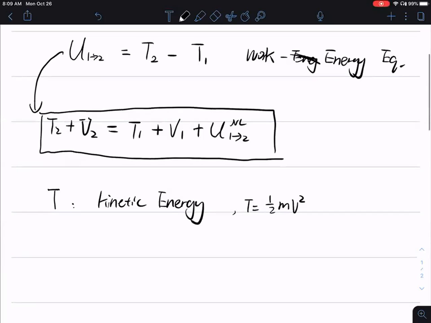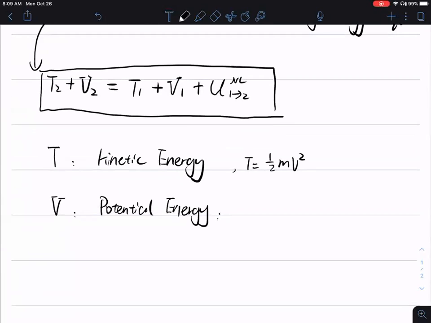Let's look at what is V. In this equation, we have V1, V2. V is potential energy. Does anybody know what potential energy is? Yeah, you heard gravitational potential energy.